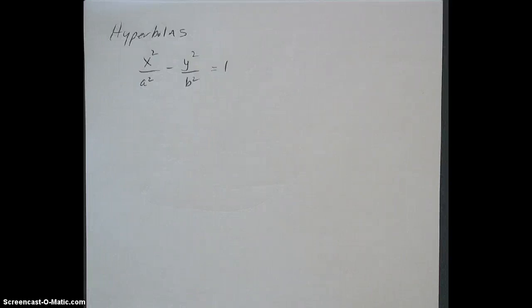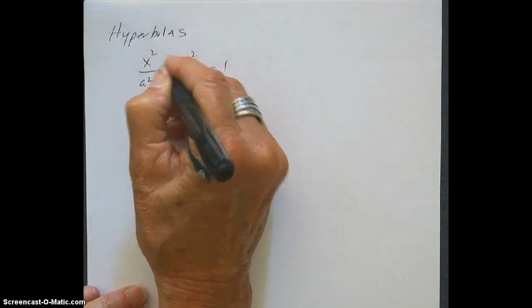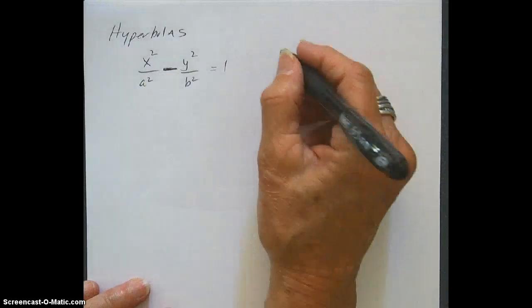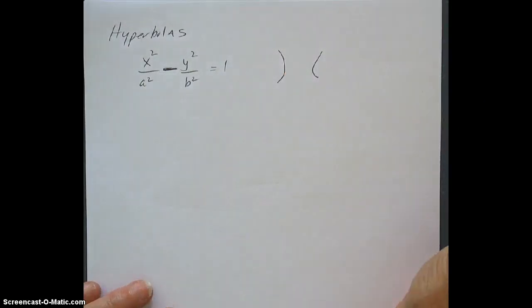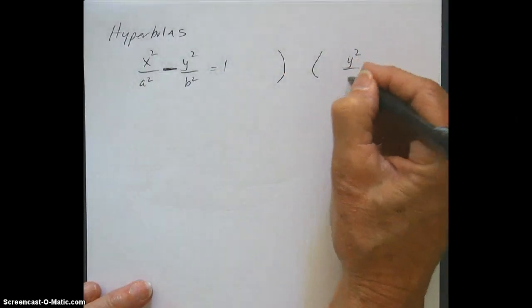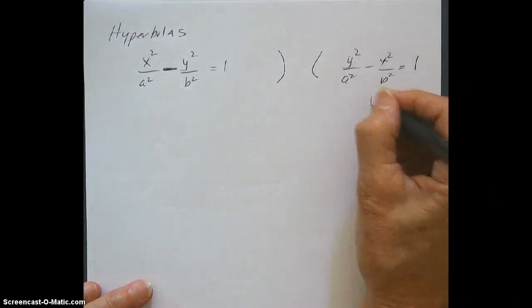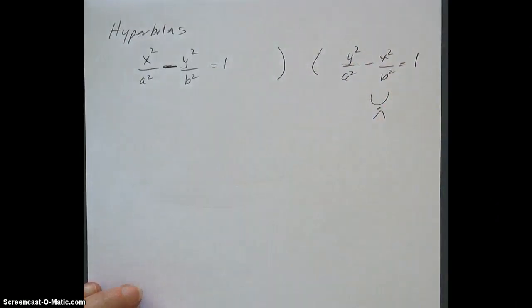Hyperbolas look the same. The biggest difference here is that we'll have a minus sign. If the x squared is first, we'll have a hyperbola that opens right and left. If the y squared is first, we'll have a hyperbola that opens up and down. Okay, so look for those.